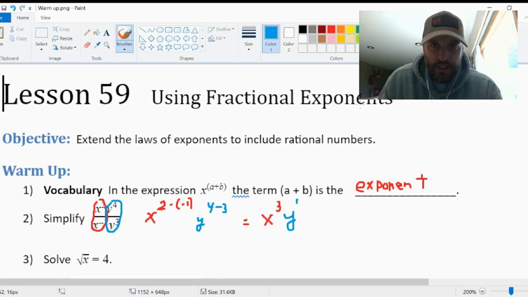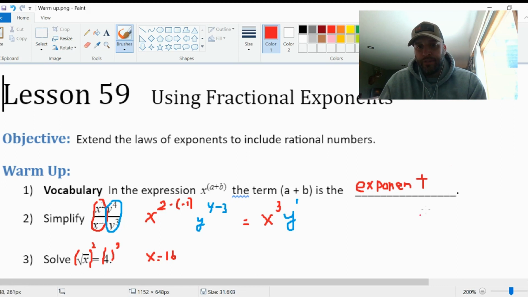And lastly, solve the square root of x is equal to 4. Now careful, we're not doing the square root of 4, we're doing the square root of something. So to undo a square root, like we've done with Pythagorean theorem, to undo squares, we take square roots. Now we're going the other way. To undo a square root, you can square both sides. So x is going to equal 16, and that's the only answer possible.